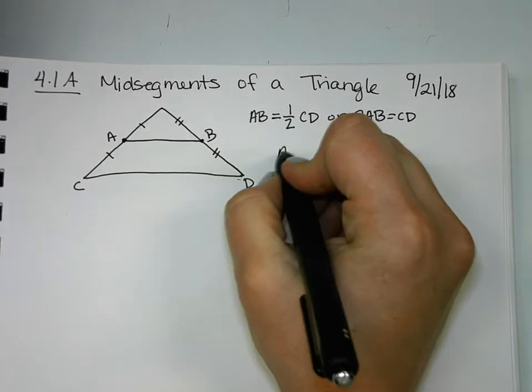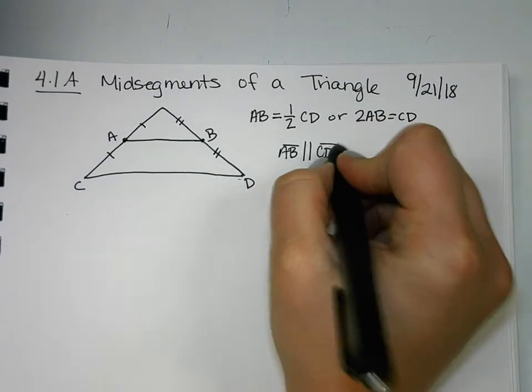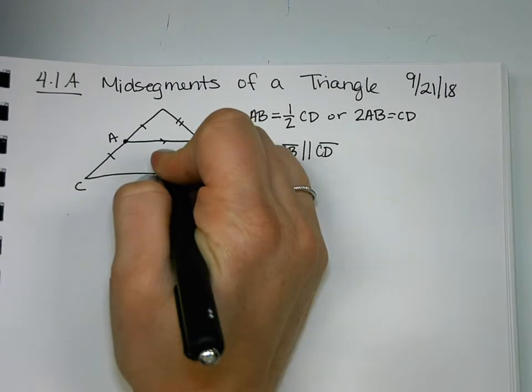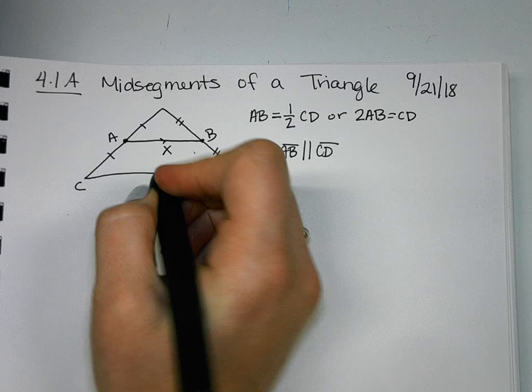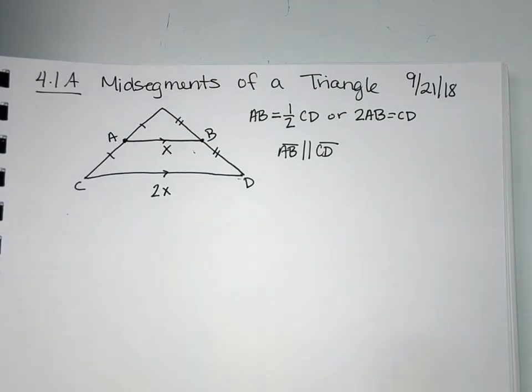And we also learned that AB is parallel to the third side. So your midsegment here is going to be parallel to the third side. So if AB is x, then CD would be 2x. So those were the two relationships that we went over yesterday and practiced.